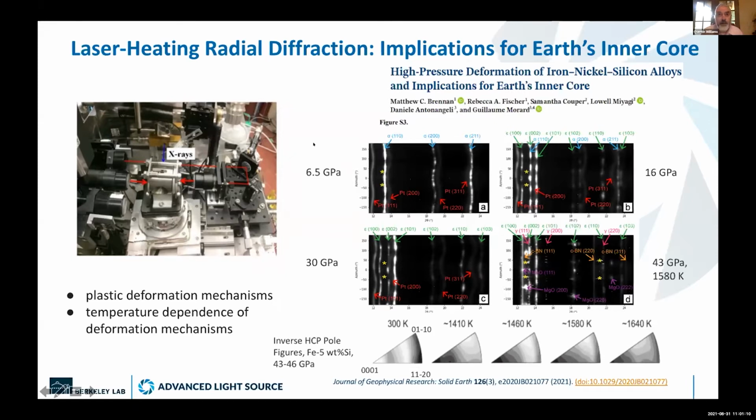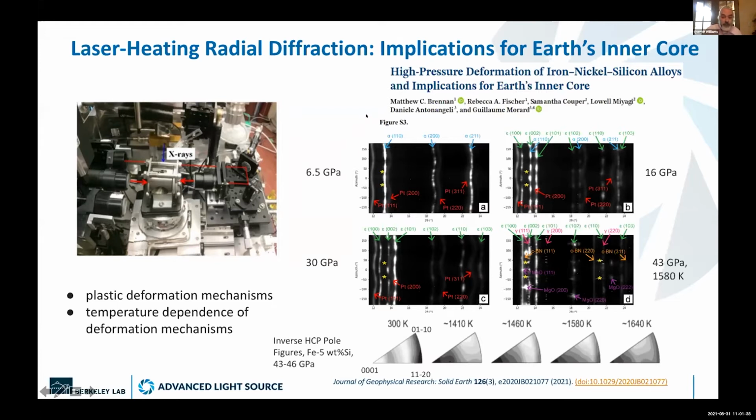Everyone knows textures are highly temperature dependent. Different slip systems become active at high temperatures. And our ability to do radial X-ray diffraction synchronously with laser heating allows us to access an entire PT regime of critical importance to not only deformation of the deep upper mantle, the transition zone, the lower mantle, and potentially the inner core as well.